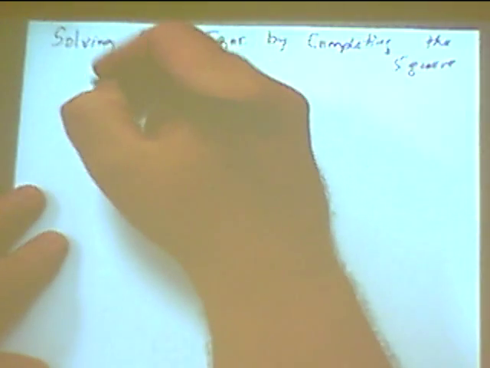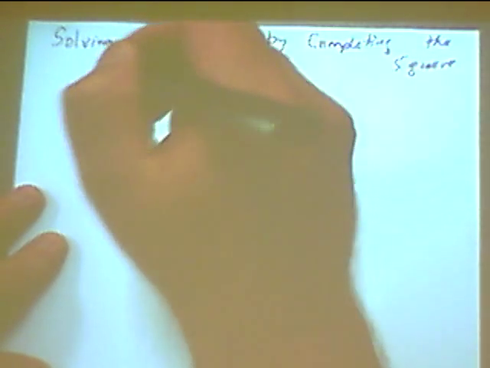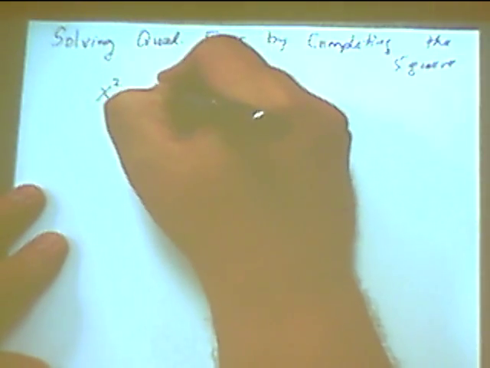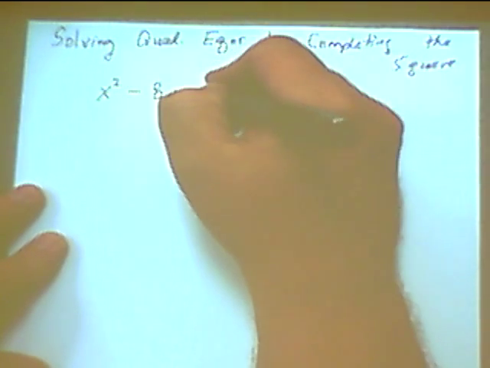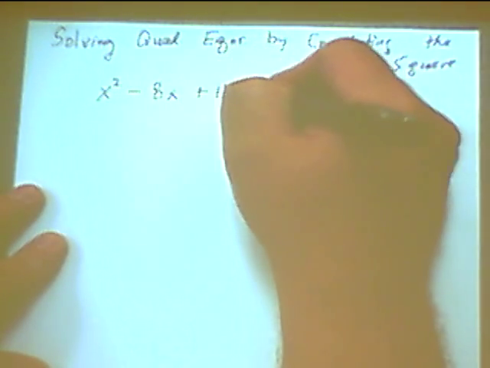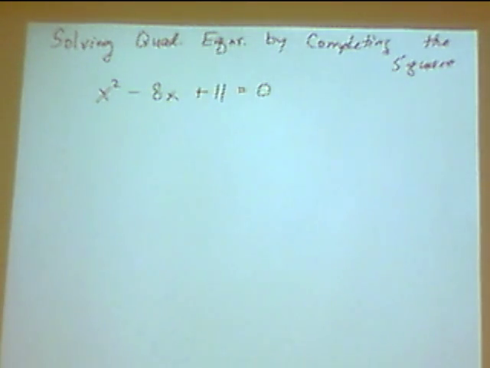So let's look at this first example. x squared minus 8x plus 11 equals 0. The first thing you have to make sure of is that there is no coefficient, no number in front of the squared term. The next problem we're going to work will have a coefficient, but for this one, since there's nothing in front of the x squared, we're okay there.